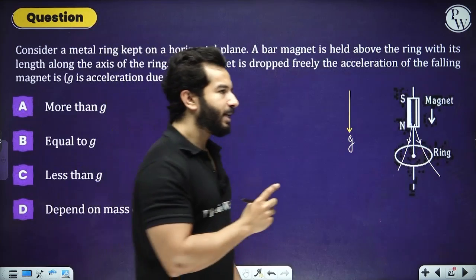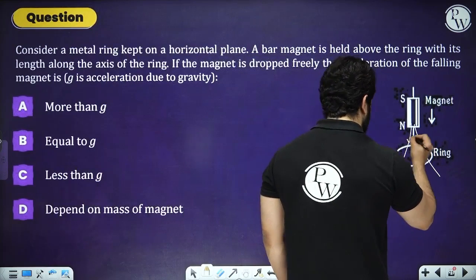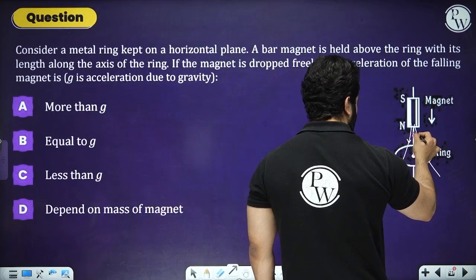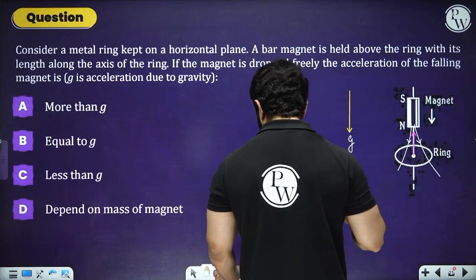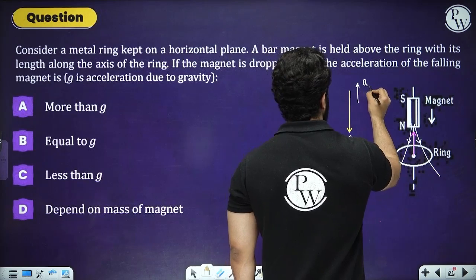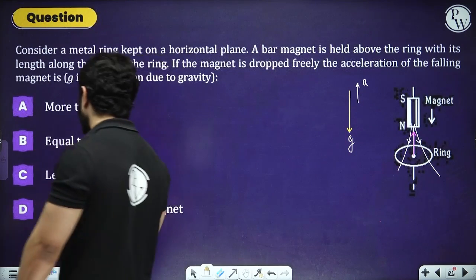So there will be an induced current in the ring, and because of this induced current, there will be a magnetic field also, which will try to oppose this magnet, right? Which will try to oppose this magnet with certain acceleration. So this will be actually less than g.